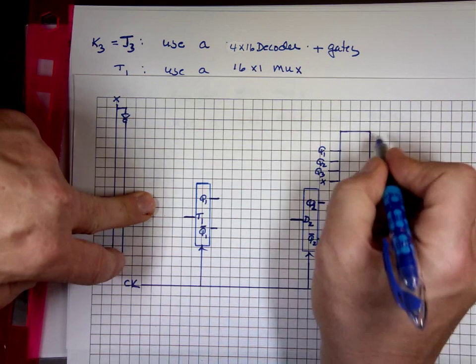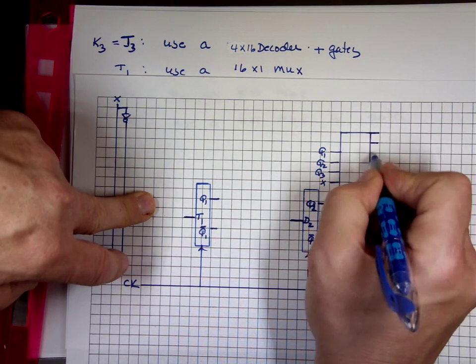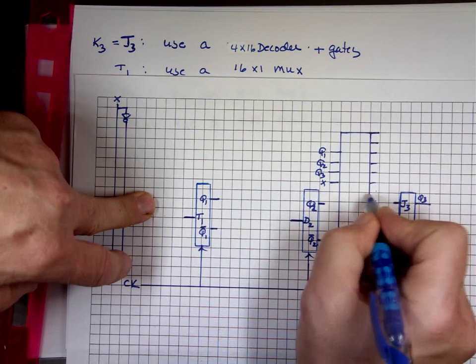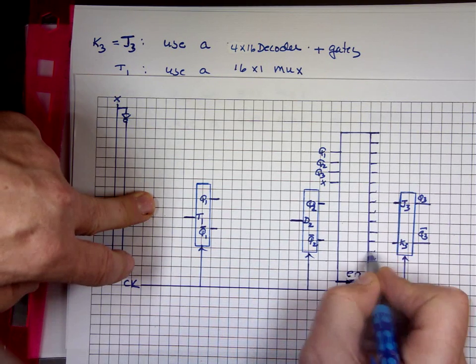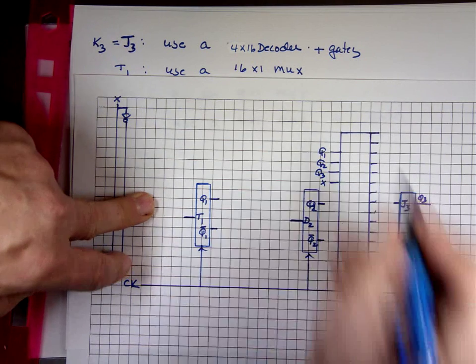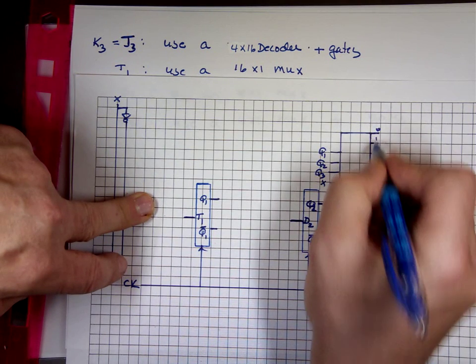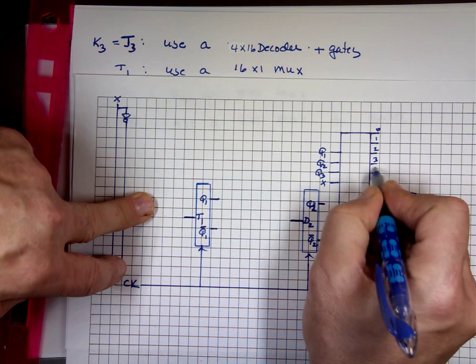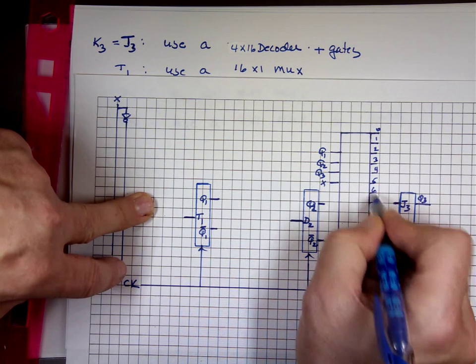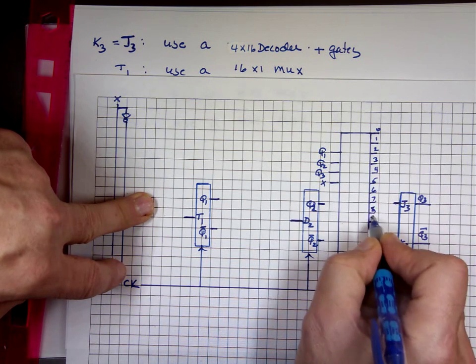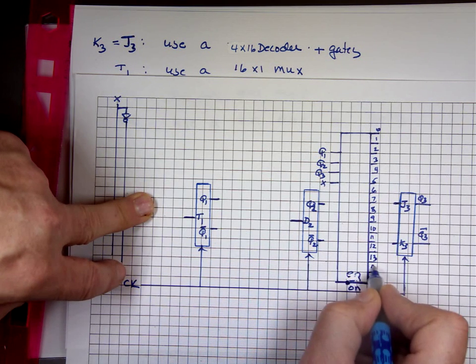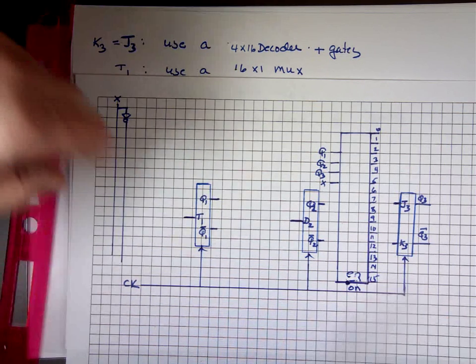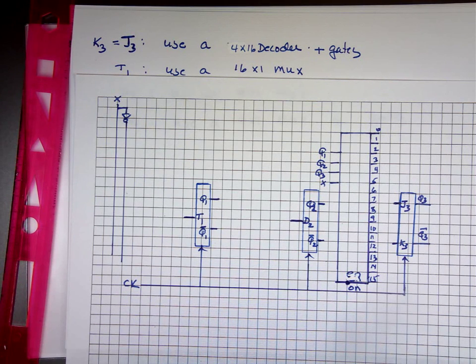So 1, 2, 3, 4, 5, 6, 7, 8, 9, 10, 11, 12, 13, 14, 15, 16. 0, 1, 2, 3, 4, 5, 6, 7, 8, 9, 10, 11, 12, 13, 14, and 15. I'm squeezing it there.